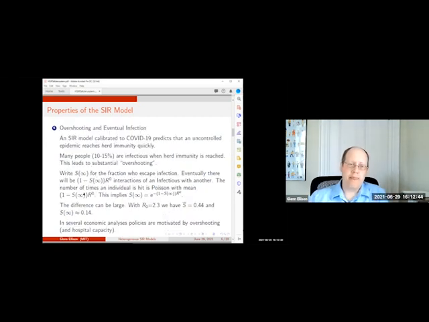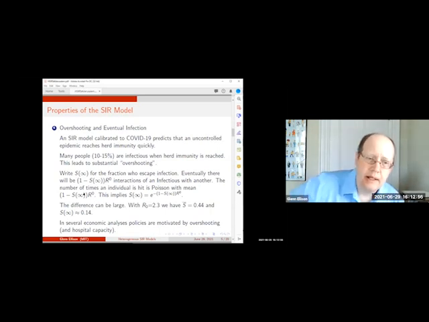Okay. The S upper bar is in some sense the sort of inevitable limit: you can't stop this thing until you have fewer than S upper bar who are still susceptible. But if you look at an SIR model, it says that you're going to get many more people than that infected. That's actually a best case scenario, not a worst case scenario. So, the SIR model, if you calibrate to COVID-19 like R is 2.3, it predicts that an uncontrolled epidemic is just going to explode, reach herd immunity very quickly, within a month or two.